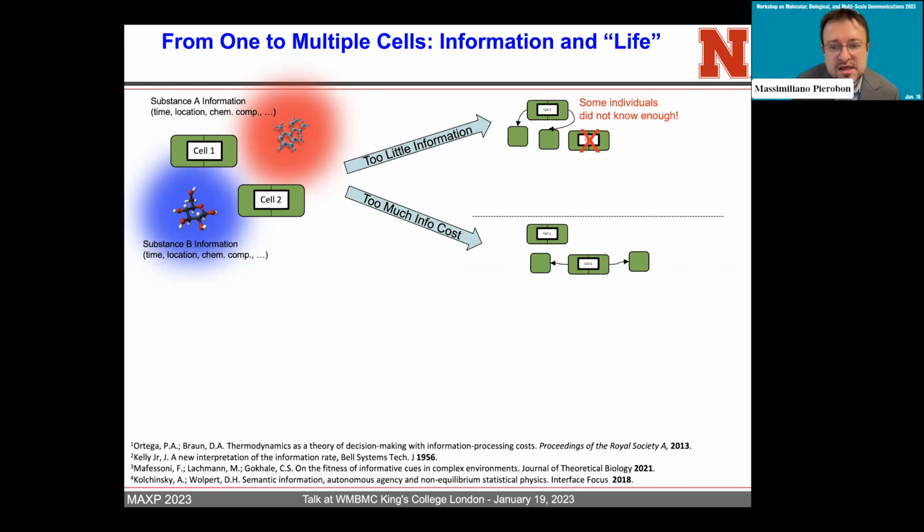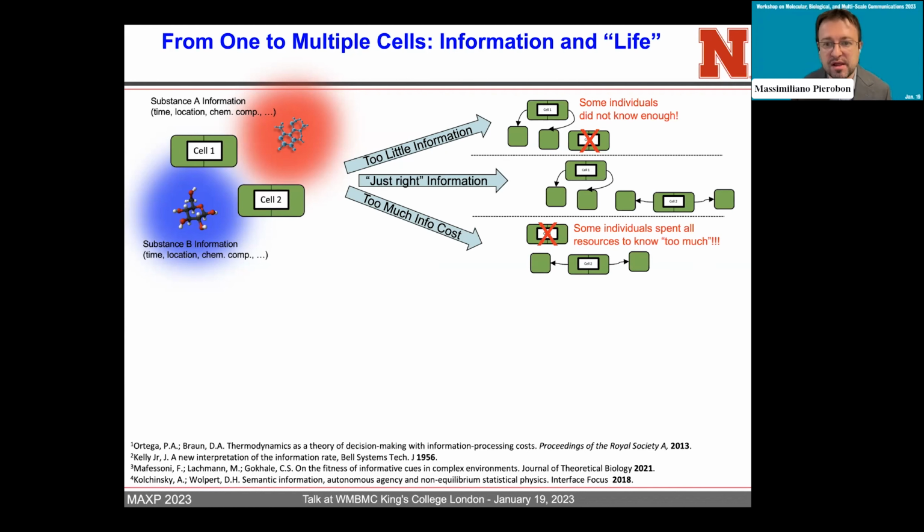If a cell starts to have too much information, and information is costly, some individuals spend too many resources to know too much, and they will perish and not live very well. There is actually a just-right information quantity from the environment that enables the cell to live and thrive without consuming too much energy.